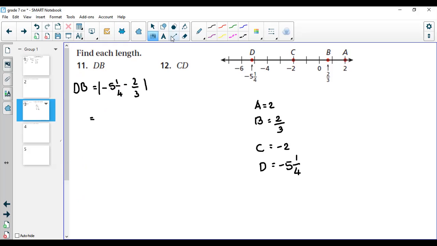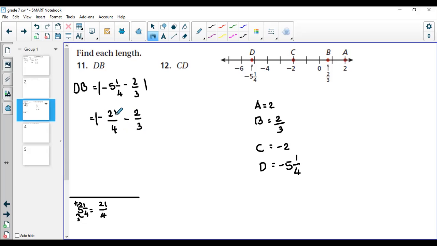Now you know how to change a mixed number to an improper fraction. This is going to be 5 1 over 4. How am I going to change this into an improper fraction? 4 5s are 20, so multiply them. 20 plus 1 is going to give you 21 over 4. Because if it's in this form, it's easy for us to subtract it. So negative, because there's a negative sign, 21 over 4 minus 2 over 3.